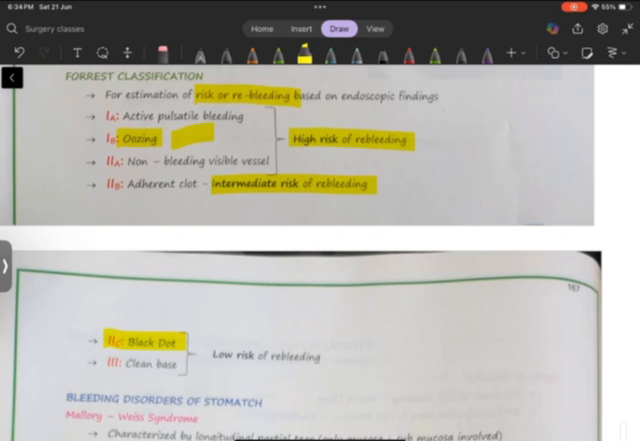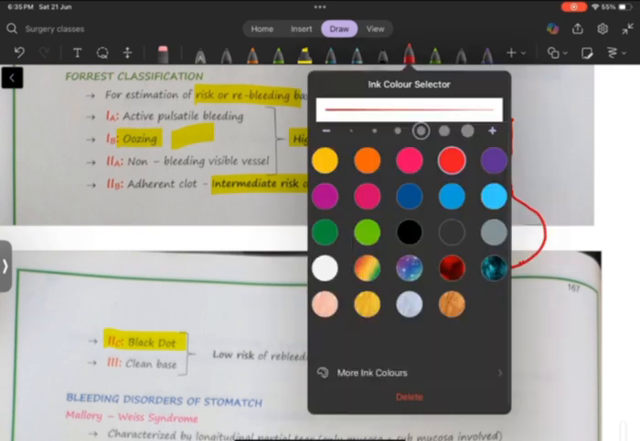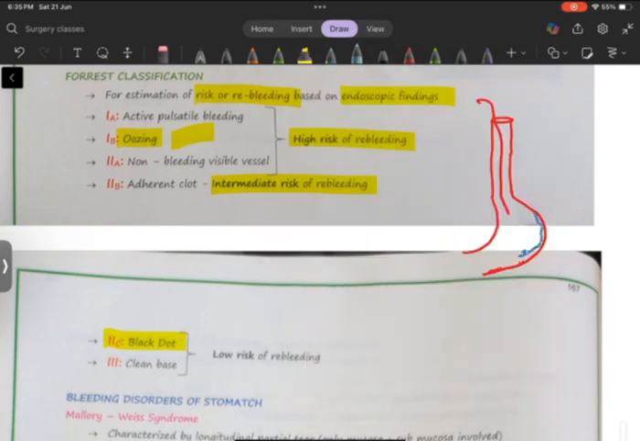Basically, you are doing endoscopy. While doing endoscopy, suppose this is the stomach, and you are able to see active bleeding like this from here, then that is 1A. If the blood is oozing continuously, then that is 1B. If there is a vessel visible but it is not bleeding now, that is 2A. You are able to see a vessel but it's not bleeding, like this.